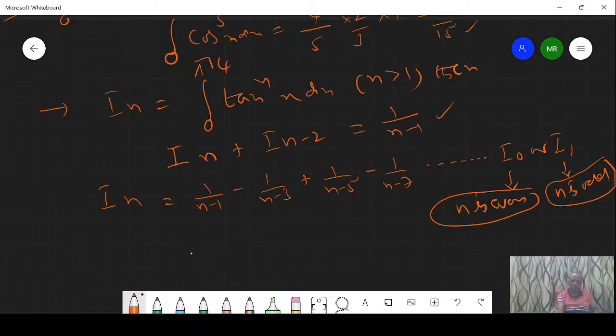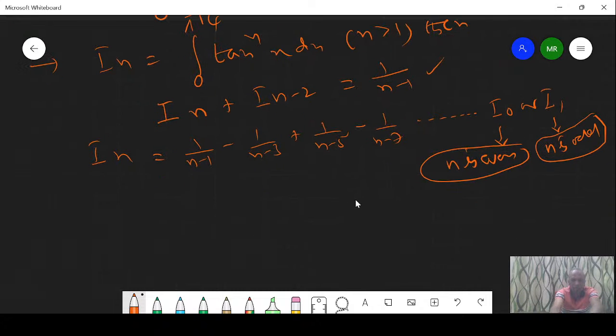But you remember what is I0, what is I1 value. I0 I can consider pi by 4. Always you can remember the values of I0. I0 will be pi by 4. And I1 will be 1 by 2 log 2. This ending value 1 by 2 log 2 it comes. Just remember this concept. Directly you can write, with n value greater than 1. You can write that.